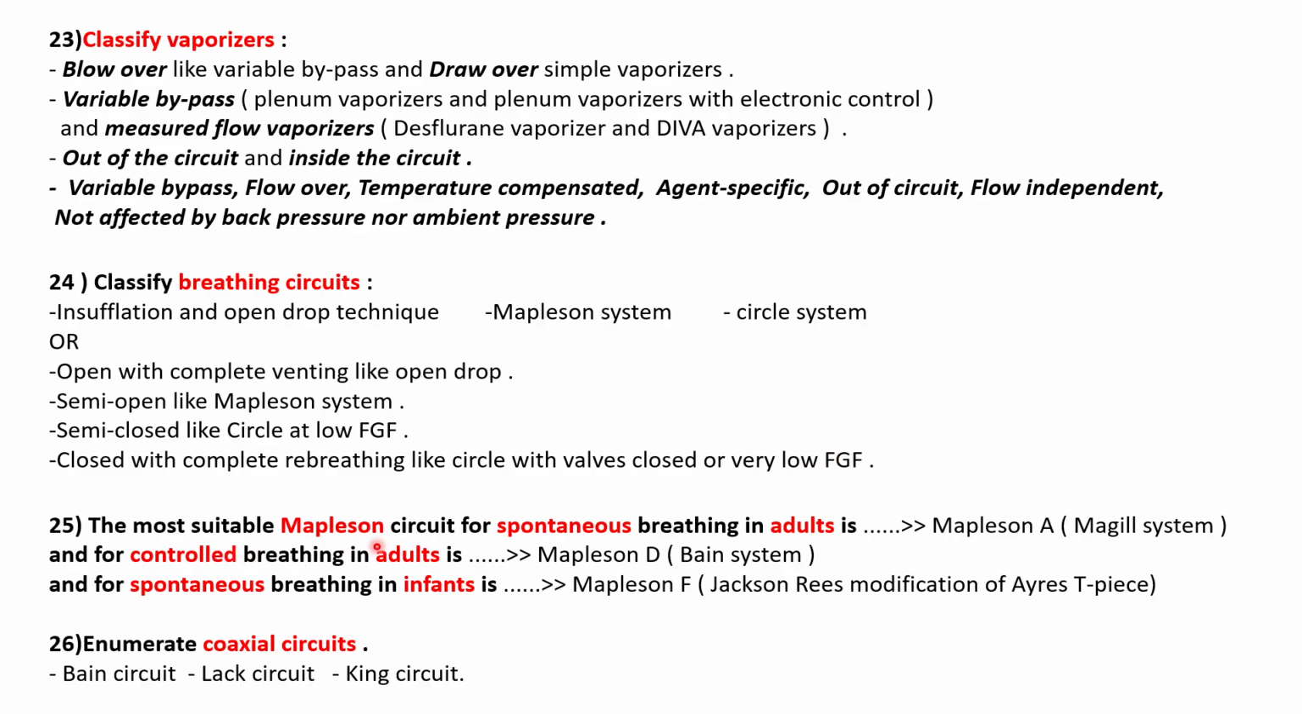The most suitable circuit for spontaneous breathing in adults: McGill system, Mapleson A. For controlled ventilation in adults: Pain system, Mapleson D. Spontaneous in infants: Mapleson DF, Jackson Rees modification of the Ayre's T-piece. Enumerate coaxial circuits, 3 circuits: Bain, Lack, King circuit.